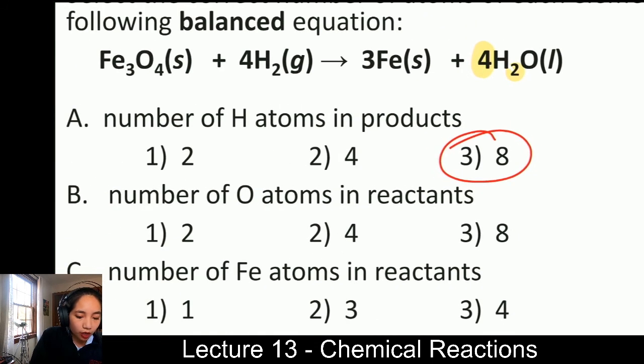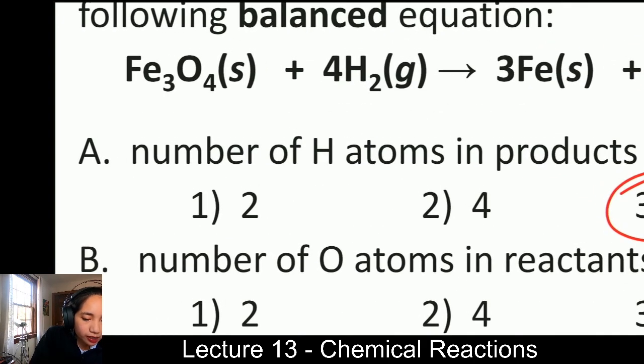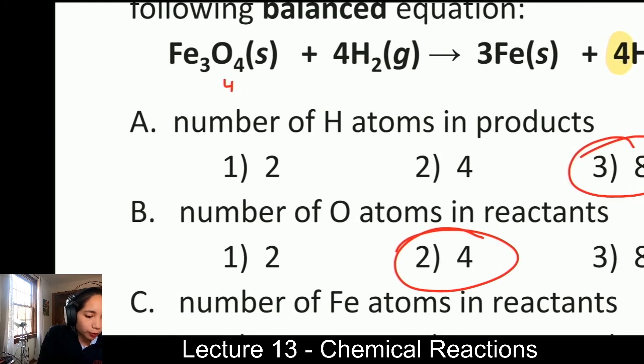Next, it's the number of oxygens in the reactants. So if we look at oxygen in the reactants, that's on the left side. So it looks like oxygen just shows up in our iron compound here. And so there's just 4. There's 4 oxygens because of the subscript of 4. And remember, there's a 1 implied in front of iron, or iron compound. If there's no number, there's a 1 coefficient implied.